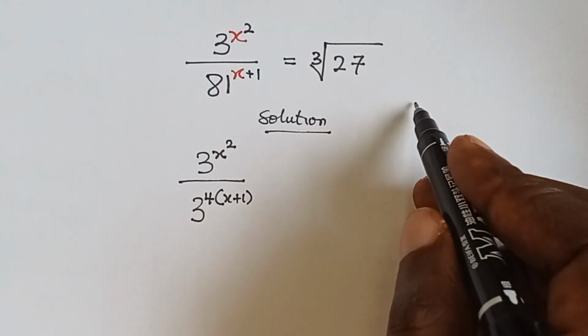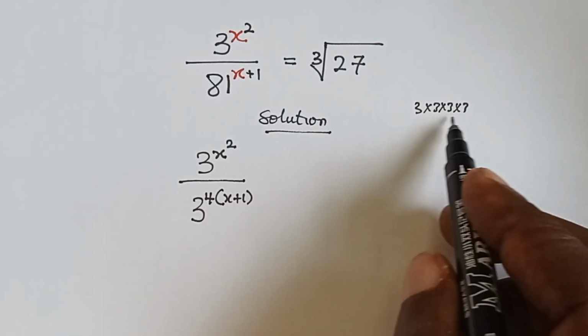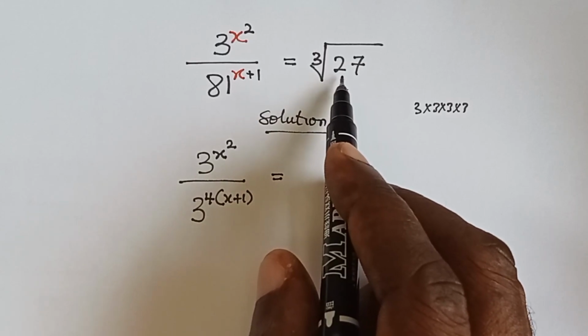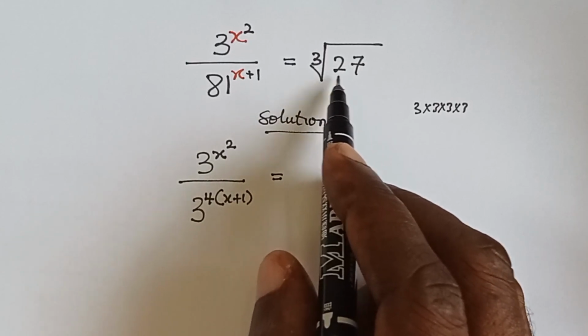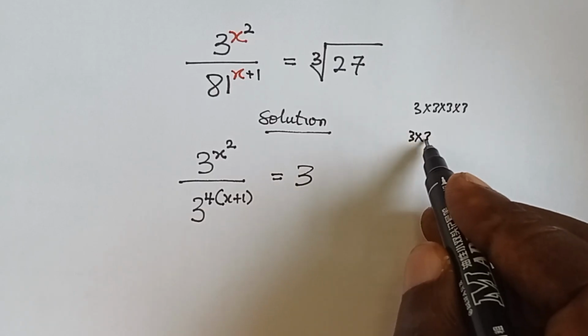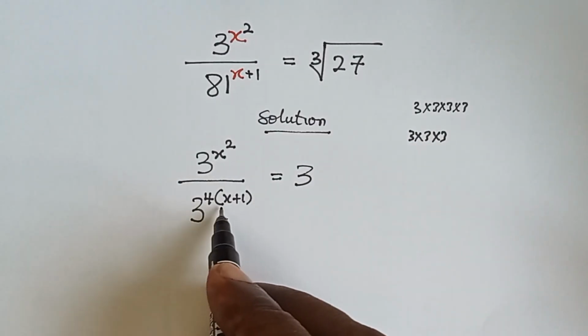3 raised to the power 4 simply means 3 times 3 times 3 times 3, which will give 81, equals to, this is cube root of 27. Cube root of 27 is 3. Okay, because 3 times 3 is 9. 9 times 3 is 27. Okay, from here we can expand this.